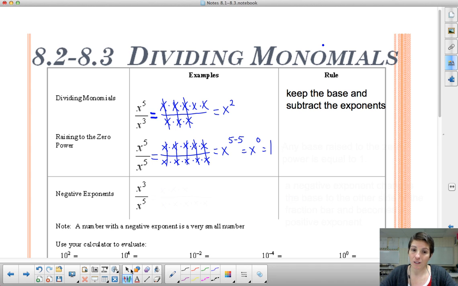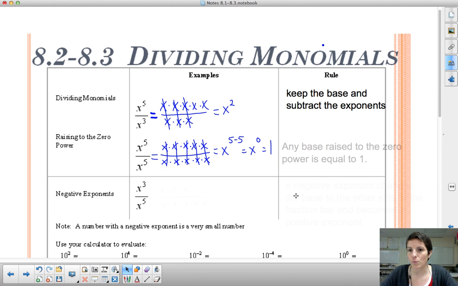And the rule for raising things to the 0 power says that any base raised to the 0 power is equal to 1. Now this rule is one that sets you up for some common mistakes and some trick problems. So when we get to the examples, I'll show you those trick problems in just a moment.